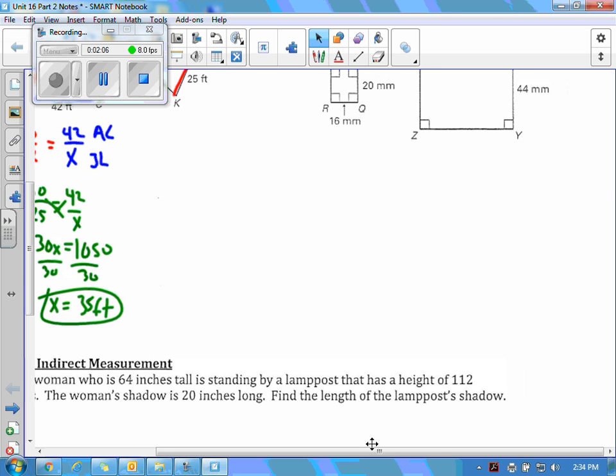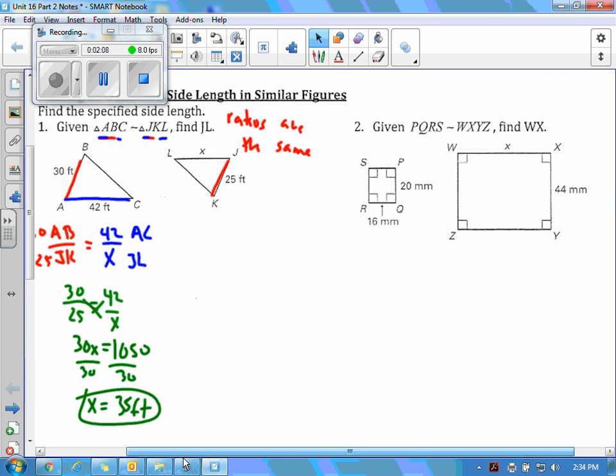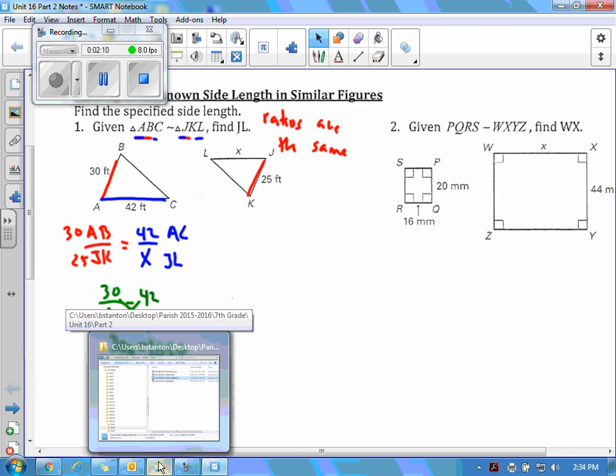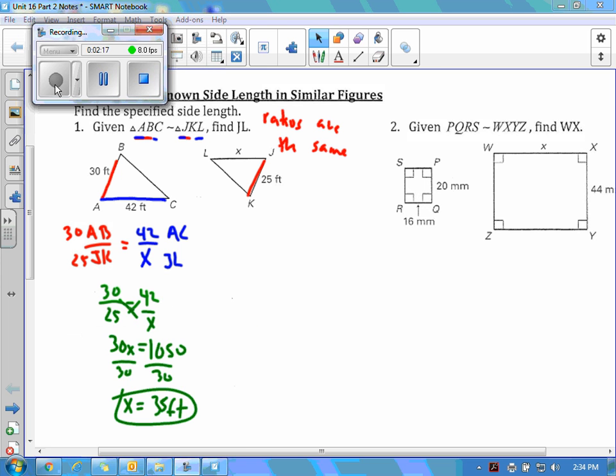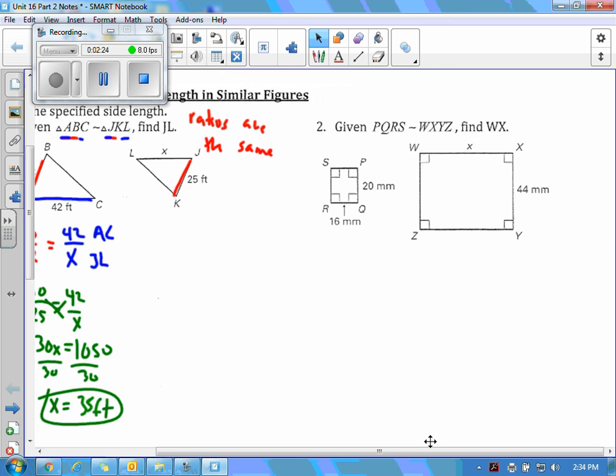Alright, so what we did on the first one was we did a side on the first triangle over the side it matches up with on the other triangle. And then we did a second side on the first triangle over a second side on the other triangle. So let's look at our second example.